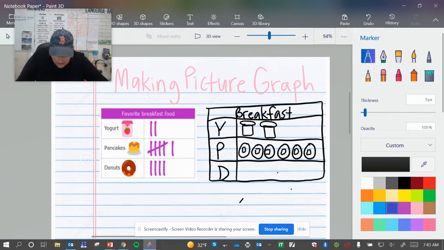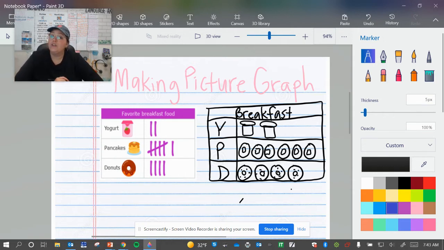Donuts. So donuts, we've got, oh man, my donuts are going to look, we have 4 of them. 1, 2, 3, 4. My donuts are going to look a lot like my pancakes, but we're drawing circles instead of squares. Let's draw some sprinkles on them so we know they're donuts. Okay.